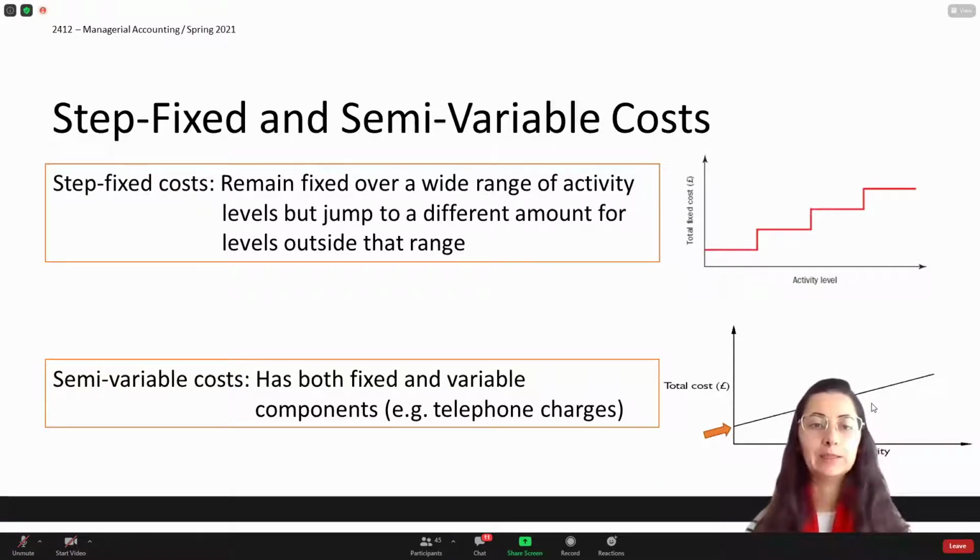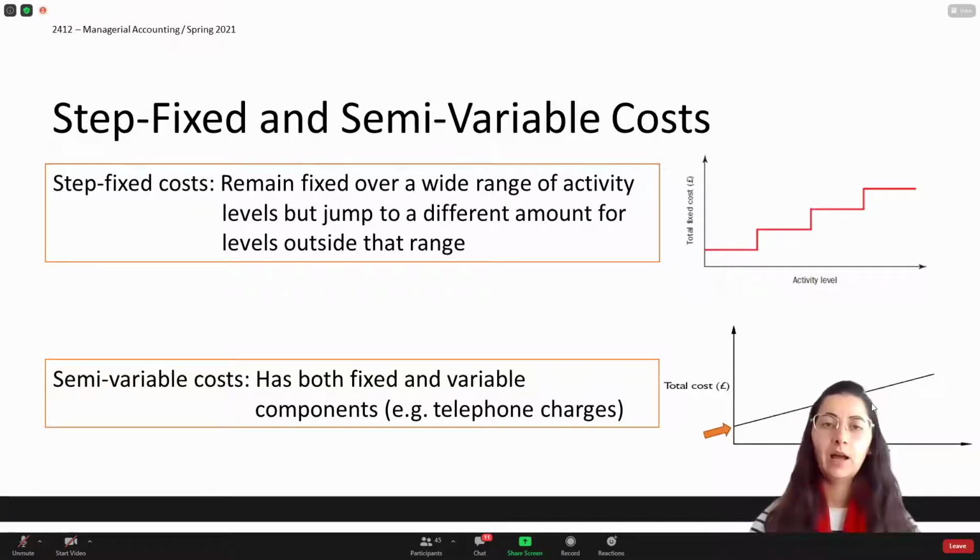It can be, for instance, the depreciation of the machine, or it can be in terms of labor. A certain employee can do so much in terms of activity. And then when we hire a new employee, it will again jump in terms of capacity of the organization. So these are step fixed costs.